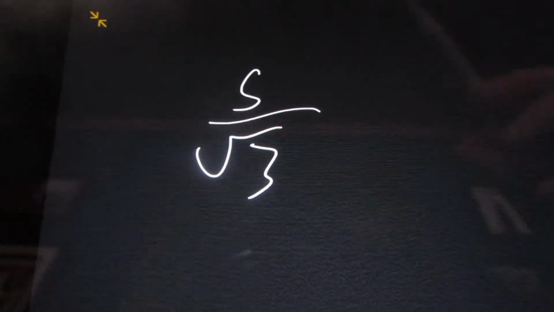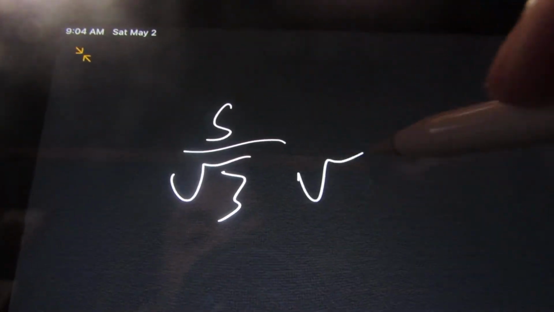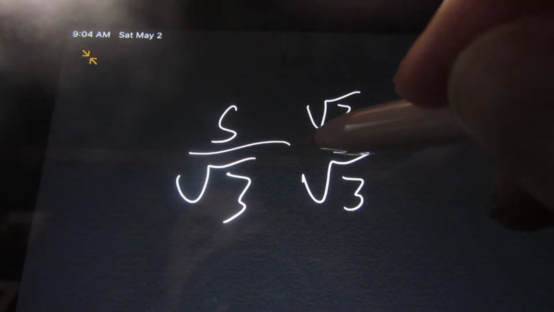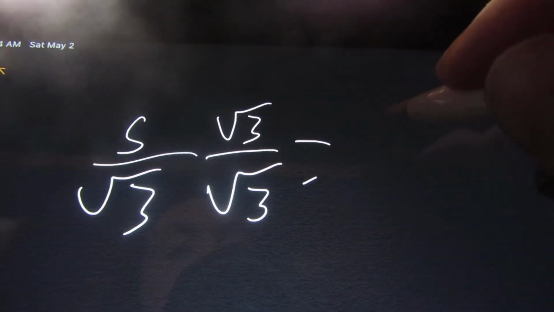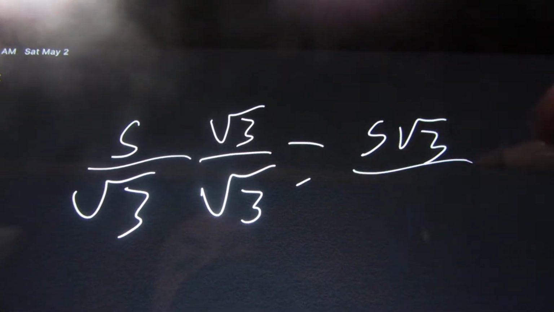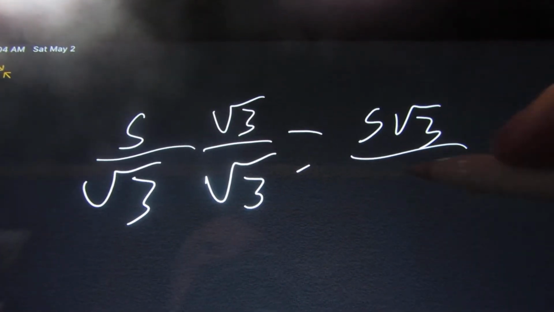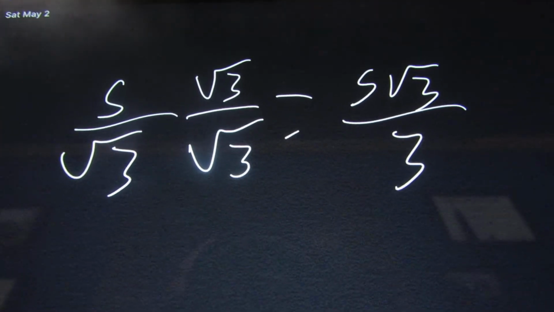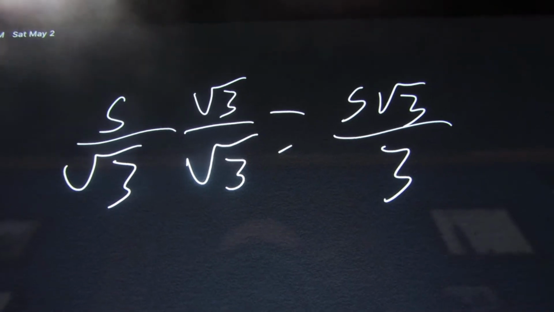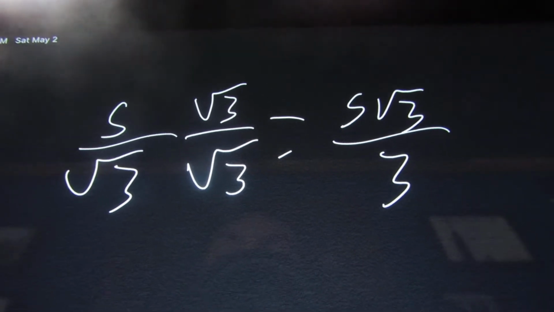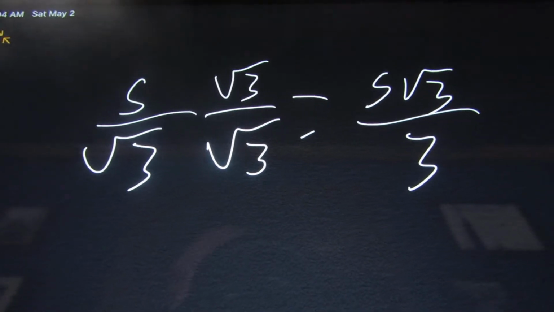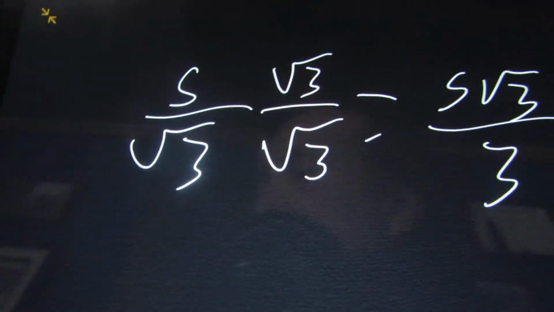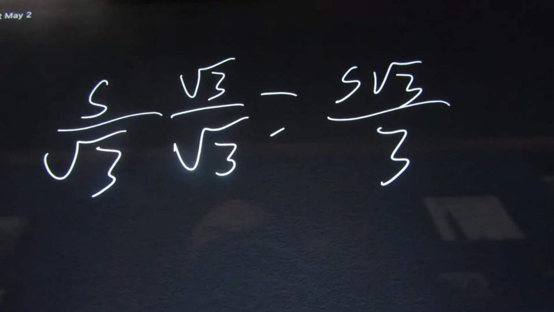So if we have, say, 5 over square root of 3, what we're going to do is multiply the top and the bottom by square root of 3. So 5 times square root of 3 is 5 square root of 3. Square root of 3 times square root of 3 is 3. Remember when I said that concept of square root of x times square root of x just equals x is important to know? This is why, because we're using that to rationalize the denominator.